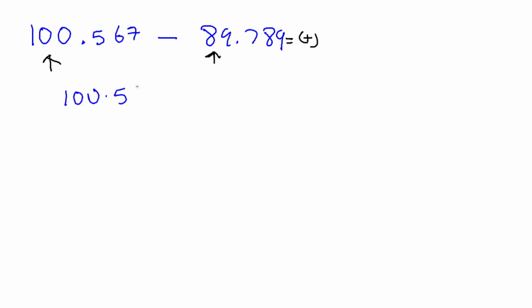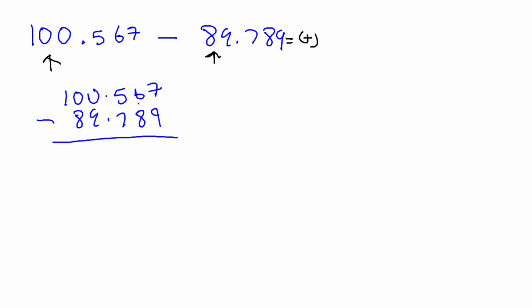Now try to subtract a big decimal like 100.567 minus 89.789. So the first step is to compare. Let's compare 100 and 89. 100 is bigger, so our final answer will be a positive. Now 100 is bigger, so let's rewrite it. And let's rewrite the smaller number over here, and we will subtract.